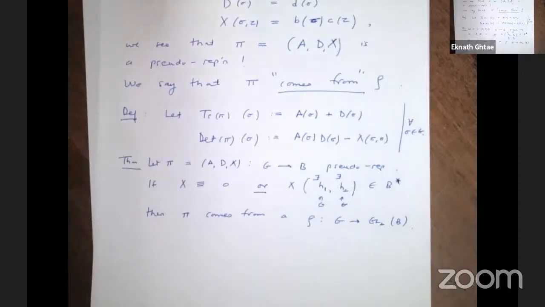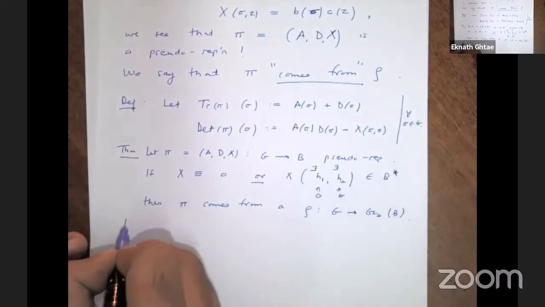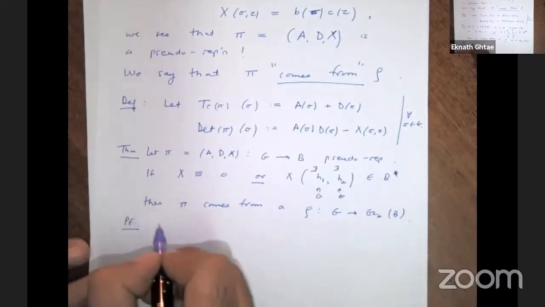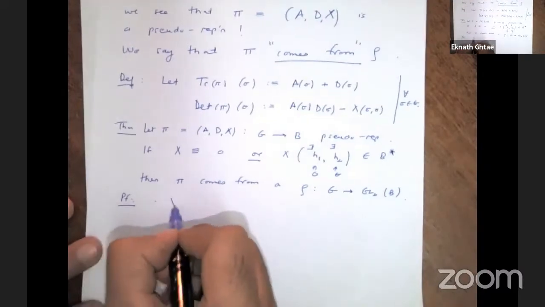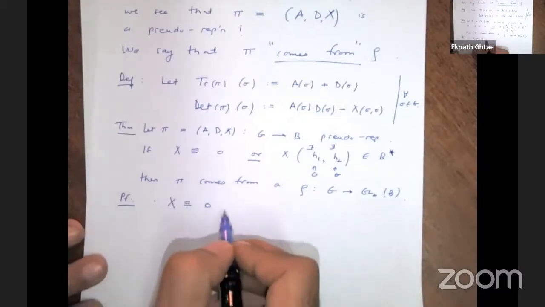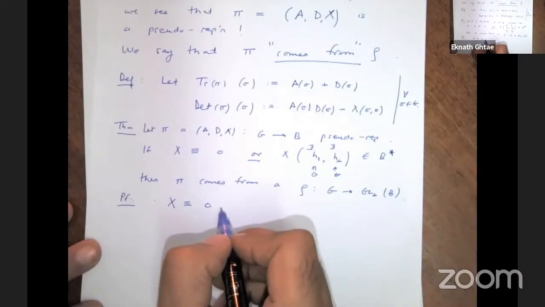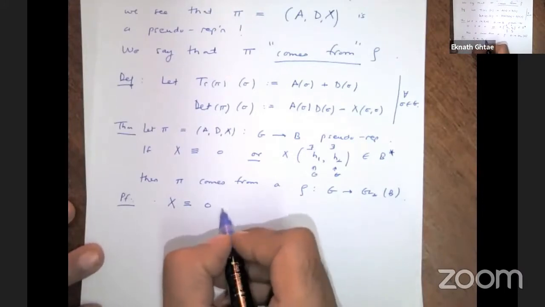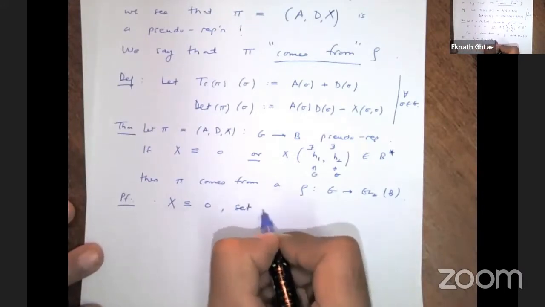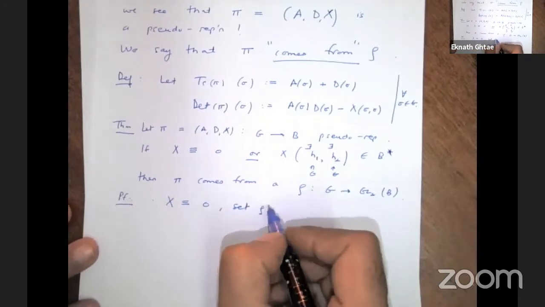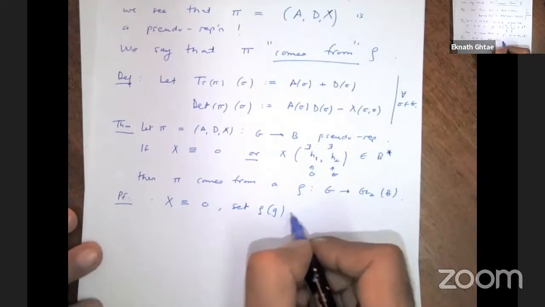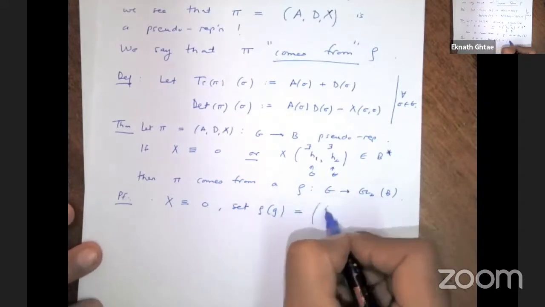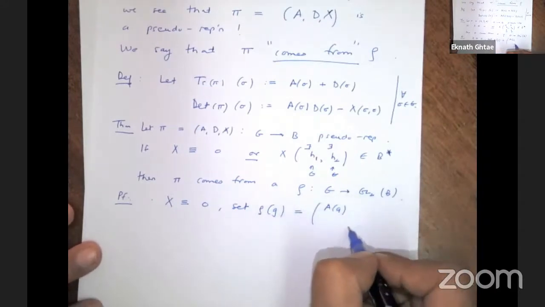Okay, so let us see the proof of this. It's almost trivial, the proof. What's the proof? Well, in the case that x is identically 0, the 0 function, it's very clear what to set rho to be. You just set rho of G, I'm using G notation and sigma tau notation now, rho of G is equal to the diagonal representation given by A and D.